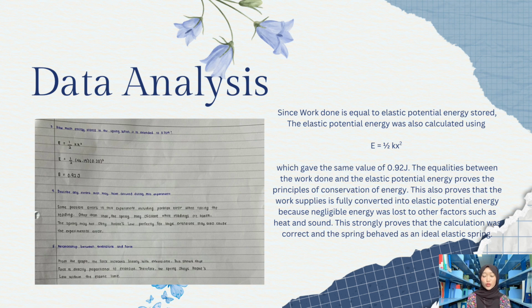The equality between the work done and the elastic potential energy proves the principle of conservation of energy. This also proves that the work supplied is fully converted into elastic potential energy because negligible energy was lost to other factors such as heat and sound. This strongly proves that the calculation was correct and the spring behaved as an ideal elastic spring.